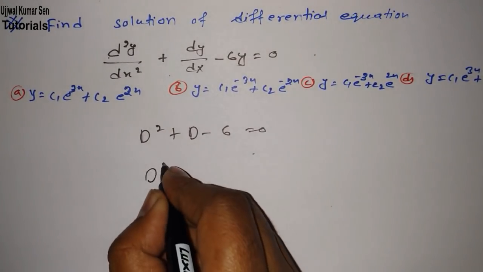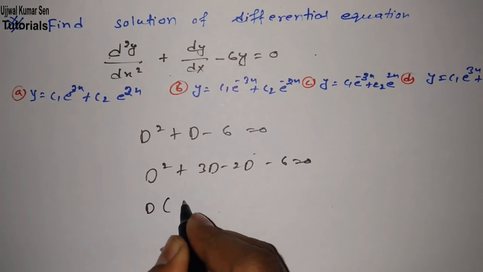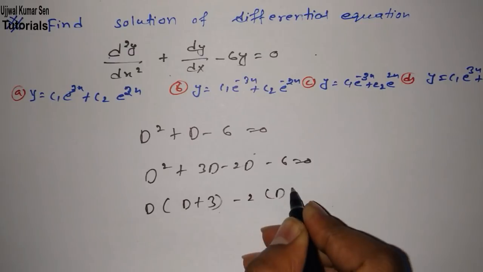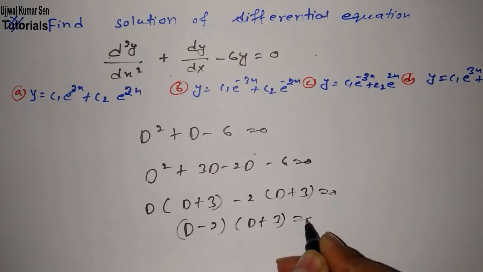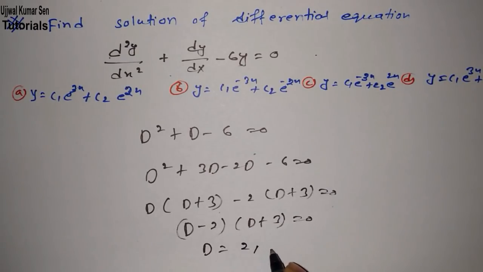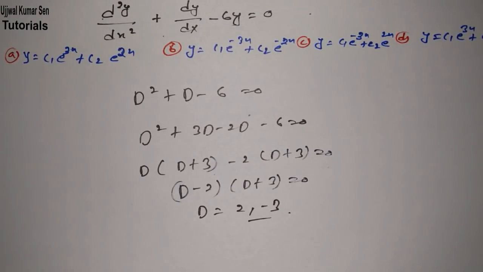Now what we can do: D square plus 3D minus 2D minus 6 is equal to 0. Take D as common, D plus 3, minus 2 common, D plus 3 is equal to 0. Therefore (D minus 2)(D plus 3) is equal to 0. So the values of D are 2 and minus 3. Again this question falls in the same category, the same case which I have taken earlier. I hope these two numericals are helpful for you to solve numerical problems.